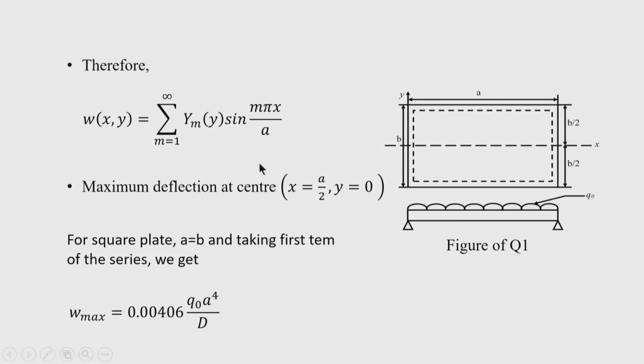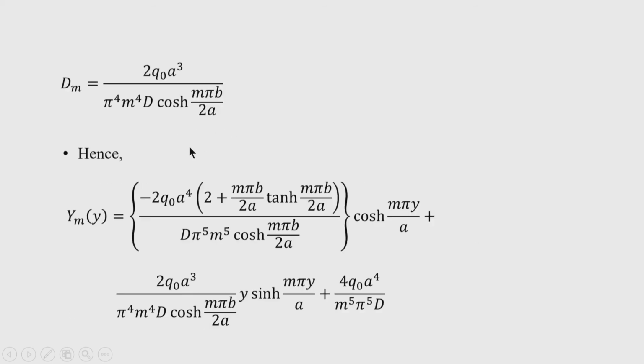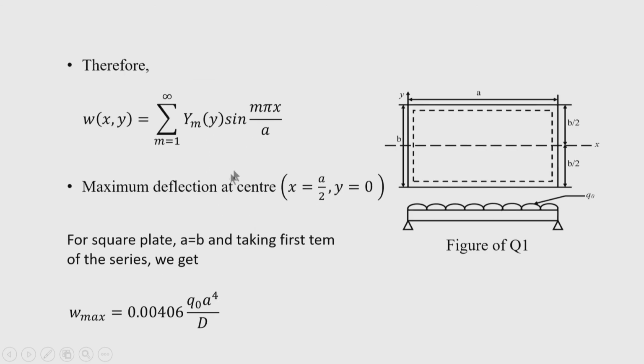Okay. So, for deflection we take only the first term, and taking the first term and A equal to B, this series is evaluated because y m is completely known, m is taken here as 1, and whatever value for y m is substituted as 1. After calculating this, the deflection is found to be 0.00406 q naught A to the power 4 by D. So, this quantity coincides with the value that we obtained earlier by Navier's method.